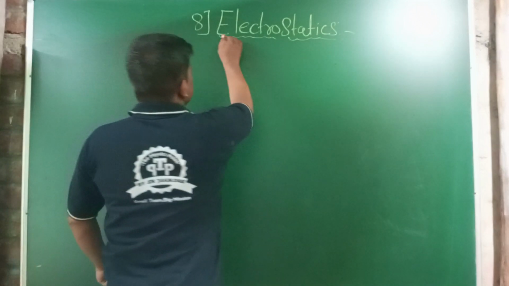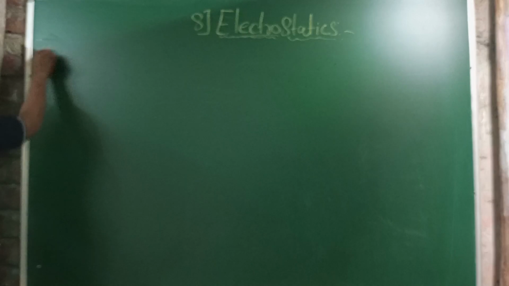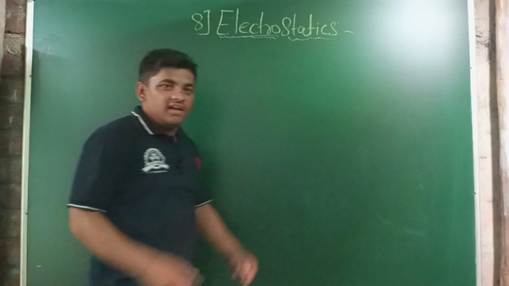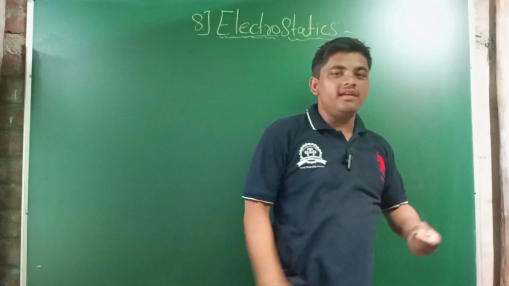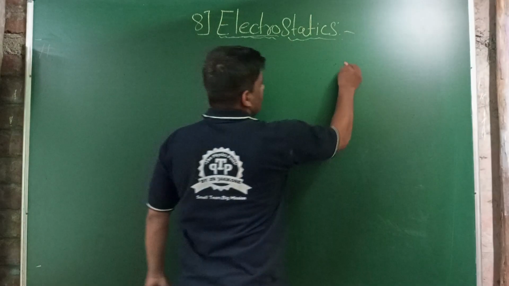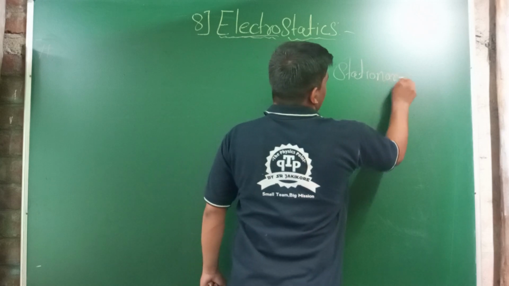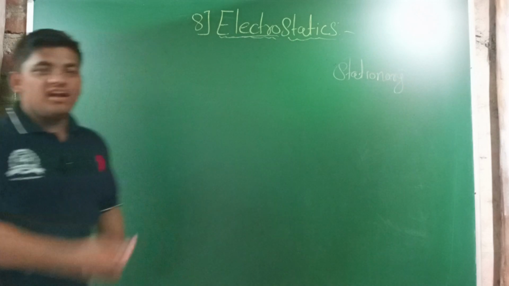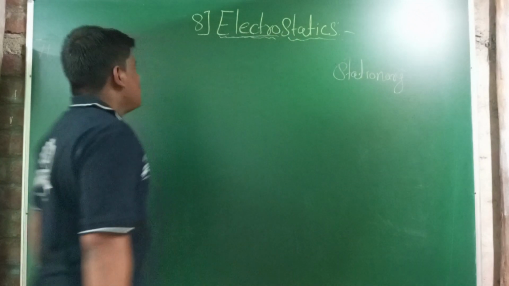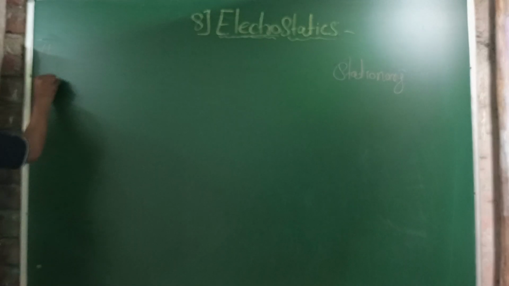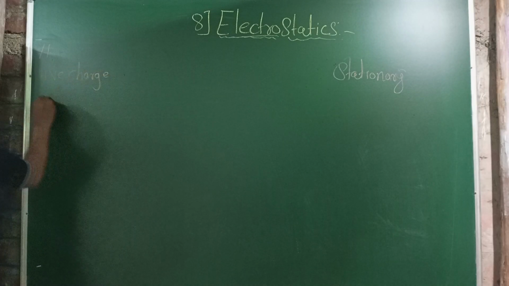Electro means the electric charge. Electrostatics is the study of electric charges which are static, it means they are in the stationary state. They can't move, they are in a steady state. And again, we study the two types of charges: one is positive charge and the other is negative charge.